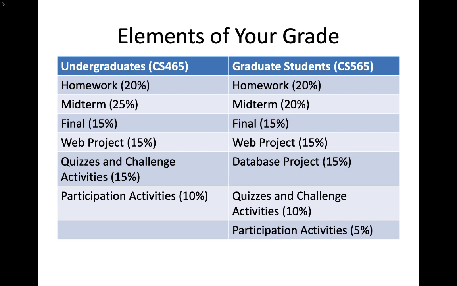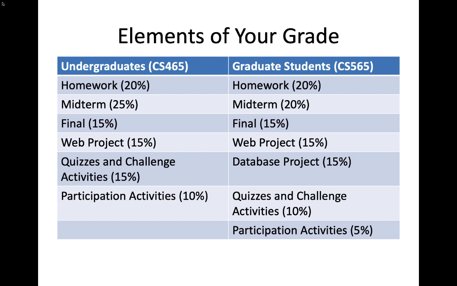So slightly different weights because the graduate students are doing a database project. So the homework's worth 20%, midterm, which covers only databases, 25%. The final covers only scripting languages, 15%. The web project, 15%. The quizzes, which I haven't talked about yet, and the challenge activities, 15%. Participation activities, 10%. That's generous. 10% of your grade, basically one letter grade, is a gift to you. As long as you do those participation activities, it should be 100%.